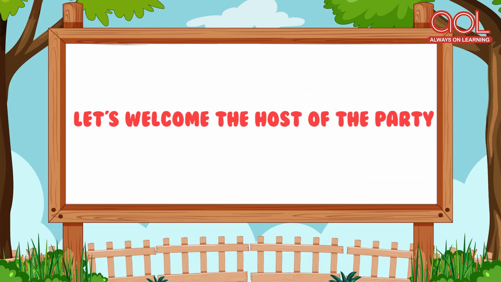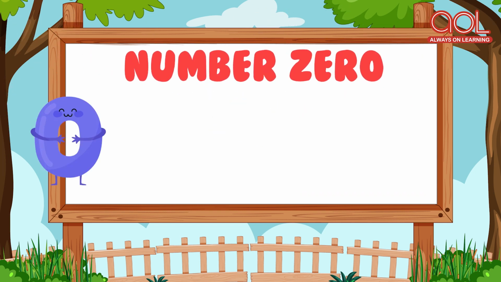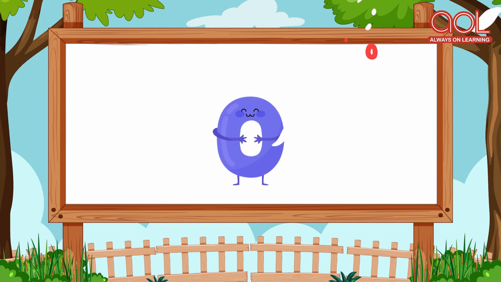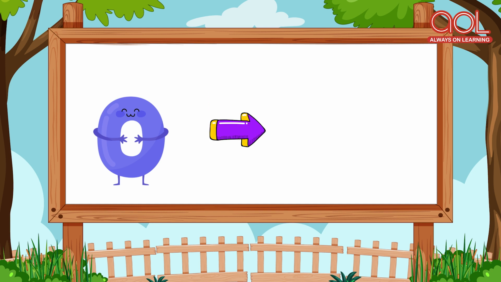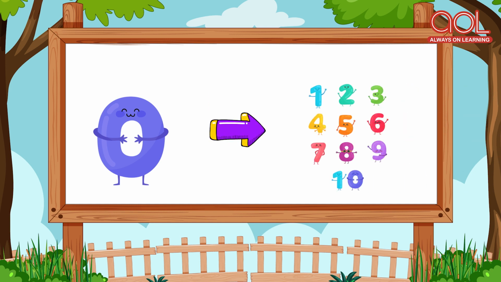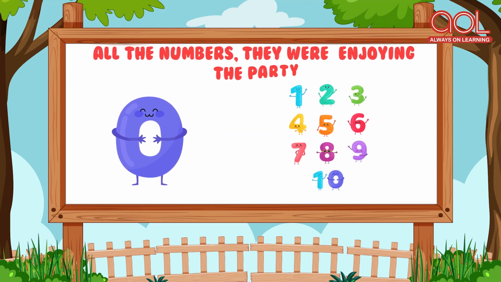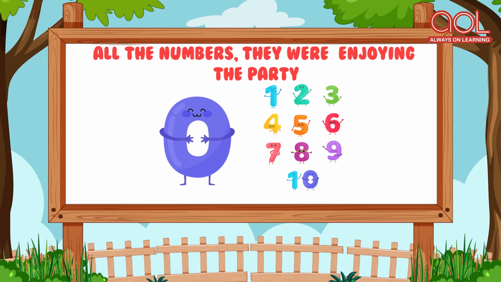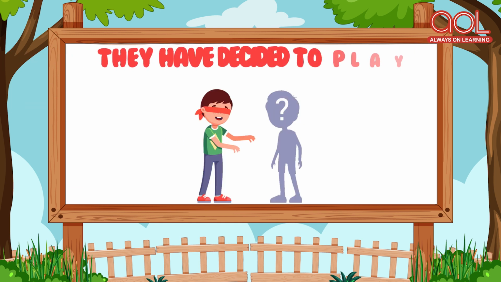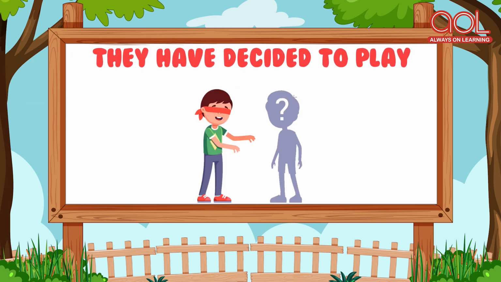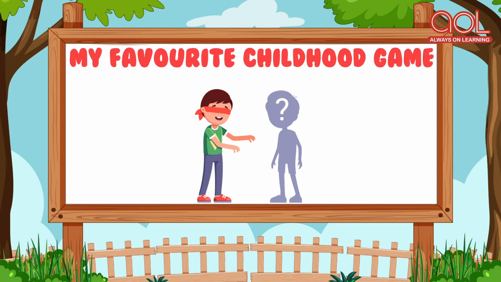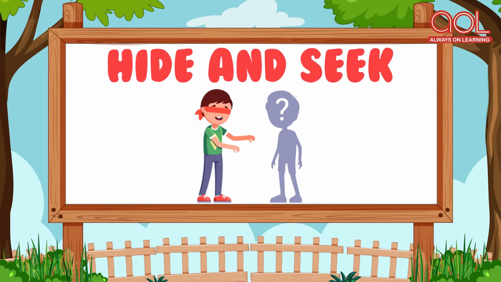Let's welcome the host of the party, that is number zero. Number zero has invited all other friends, that is from number one to number 10. All the numbers, they were enjoying the party and they have decided to play my favorite childhood game, that is hide and seek.